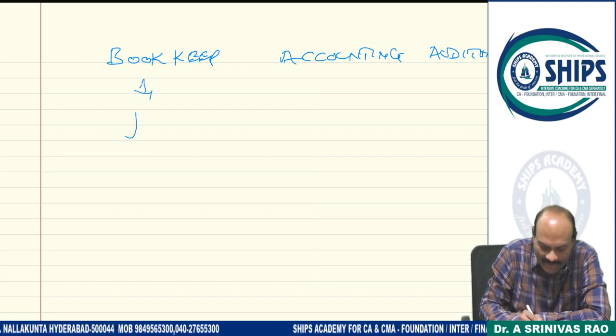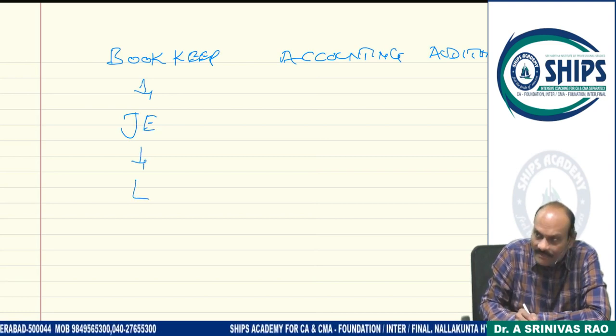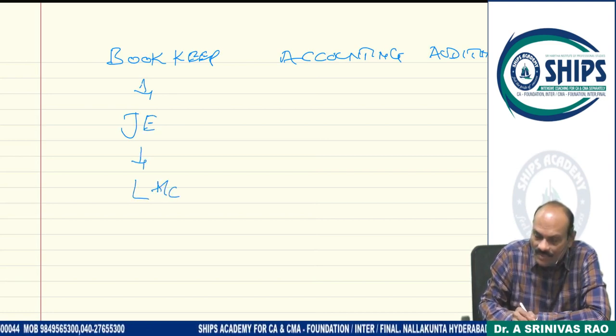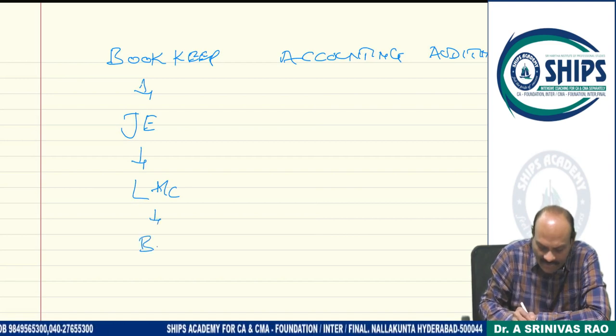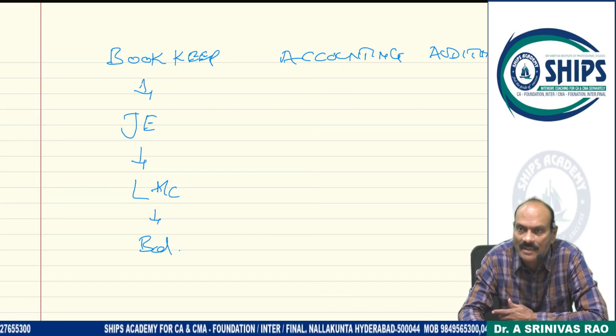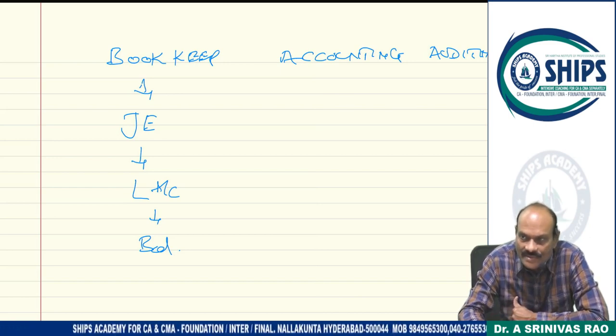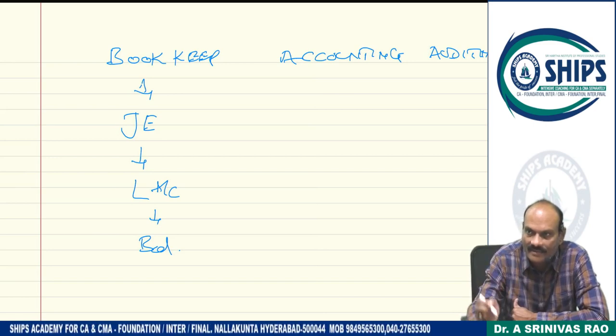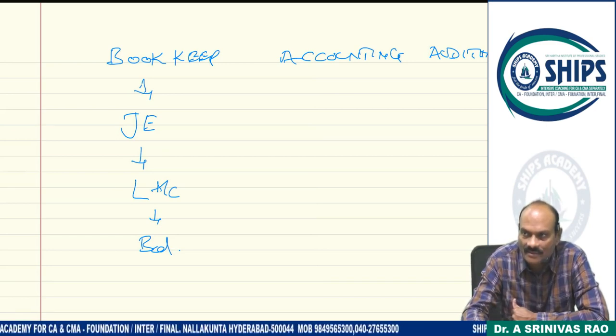Bookkeeping is nothing but writing the journal entries, ledger posting, and ledger accounts. You have to give the posting. Last one is balancing. Beyond this, we are not doing any bookkeeping. Just take one voucher and make entries in the books of accounts. General entries, first we write. Purchase of machinery, what do we write?